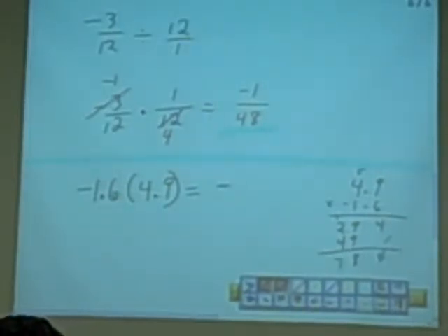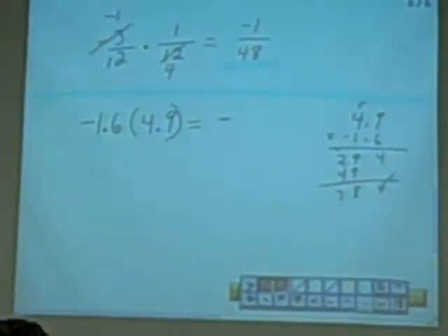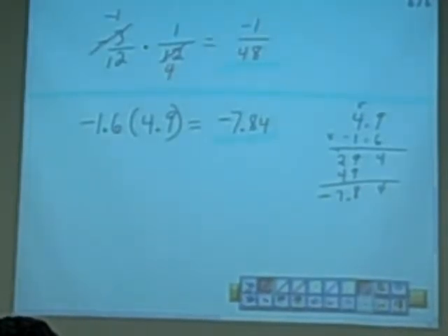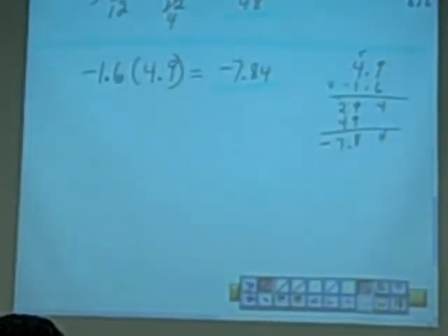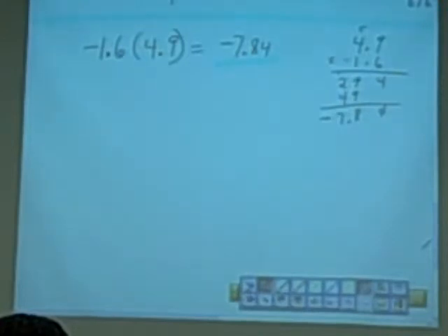But where's our decimal point? 7.84. Is that our answer? Negative 7.84. Okay, you want to double check and make sure that you've got the sign right, because it's easy in multiplication to forget that negative. And students, a lot of times you do that. So you want to double check that sign for yourself. Alright, any questions with that?